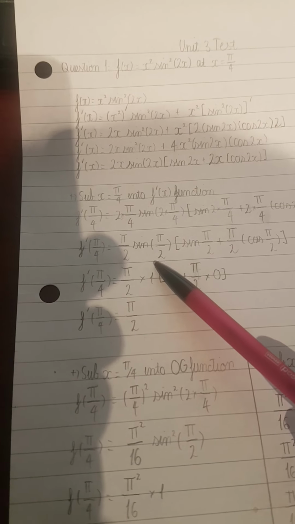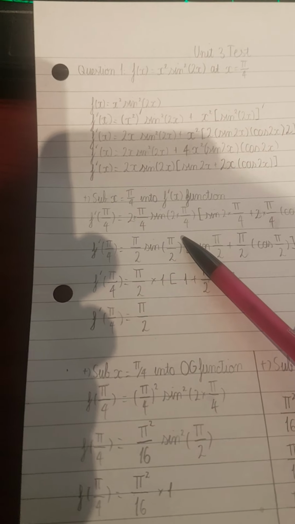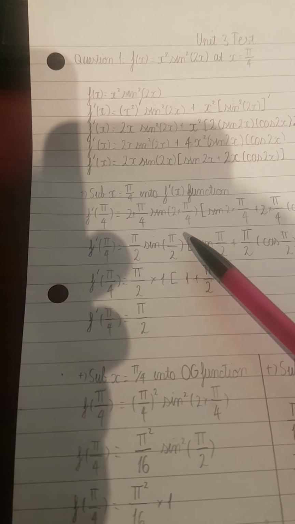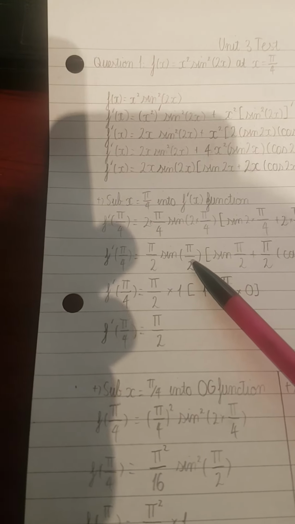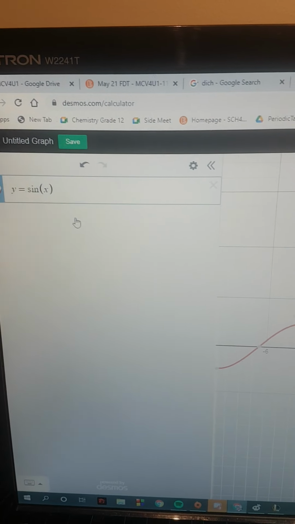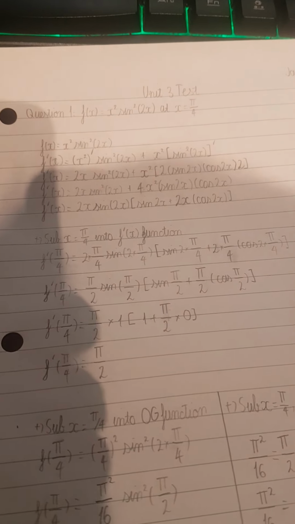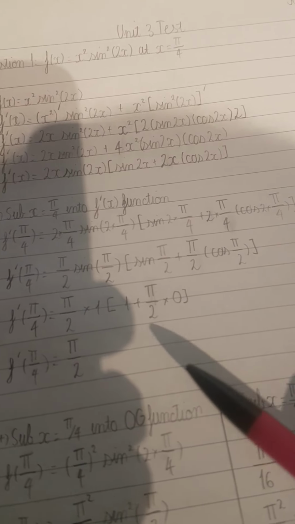To find the value of sine of pi over 2, remember in the unit circle pi is 180 degrees. So pi over 2 will be 180 degrees divided by 2, which is 90 degrees, and sine 90 is 1. And if we look at the graph, here I have the function y equals sine x. Over here pi over 2, which is 90, sine 90 is 1, and the cosine of 90 will be 0.